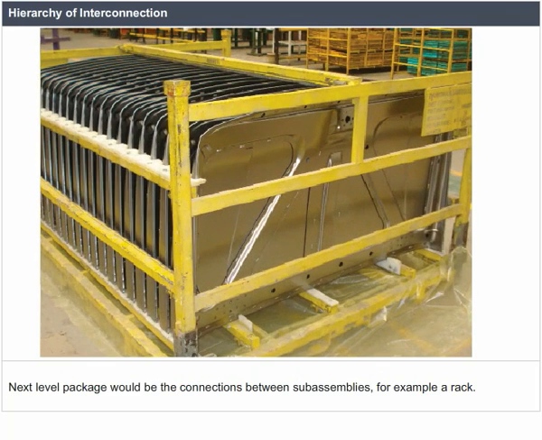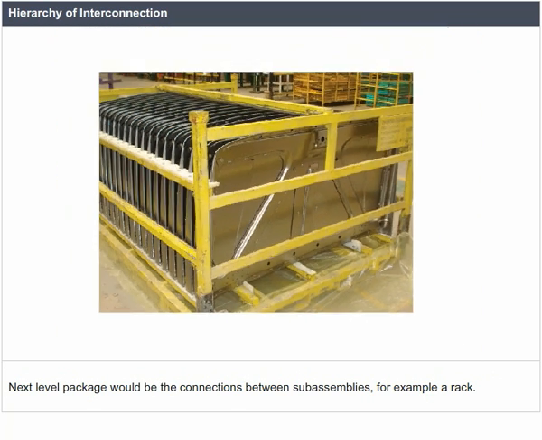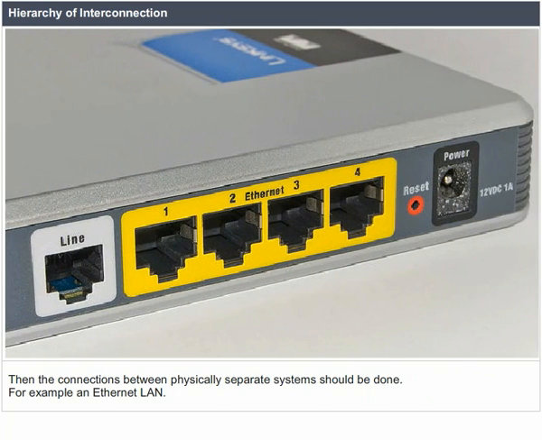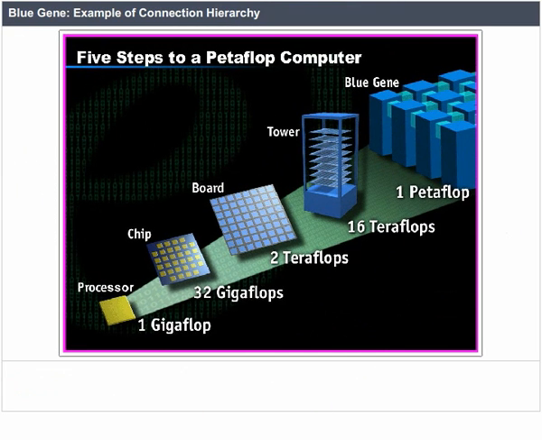The next level of package would be the connections between sub-assemblies, for example, a rack. Then the connections between physically separate systems should be done, for example, an Ethernet LAN. Blue jean, an example of connection hierarchy.